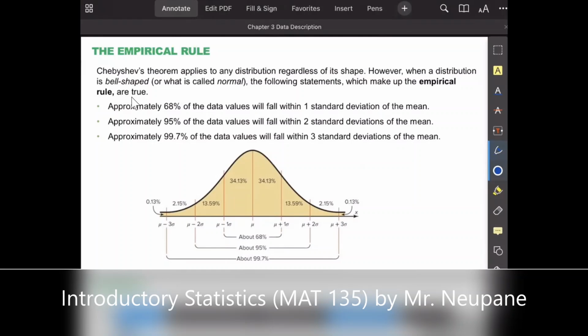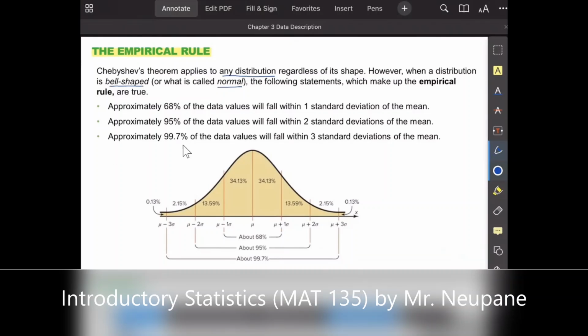Okay, now here is the other rule, and this is called the empirical rule. And this rule is a little bit different from Chebyshev's theorem. Chebyshev's theorem applies to any distribution. But this one, the empirical rule, is only for the normal distribution or bell-shaped curve.